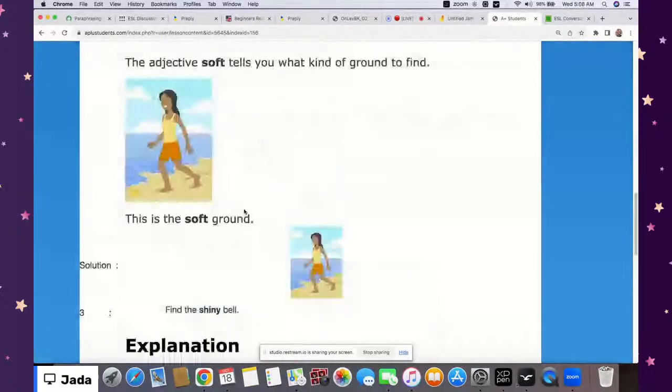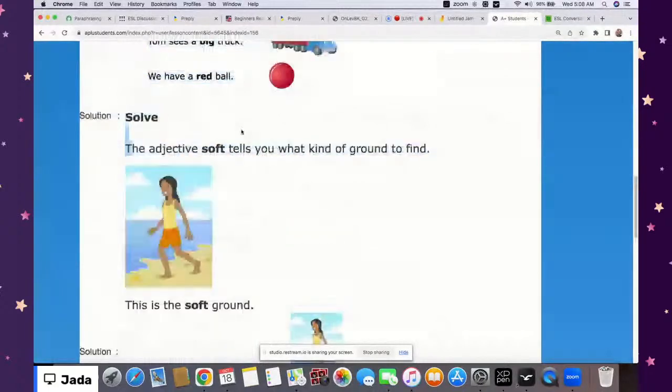Okay. So now, we have the adjective soft tells you what kind of ground to find. So now, if I tell you, oh, I can see the ground, and I ask you, what kind of ground can you see? I can see the soft ground. Okay, so the soft ground, because look at where her feet are, right? See, she's walking, but it's soft. So you see, I can see the soft ground because the ground is soft. It has like sand under.